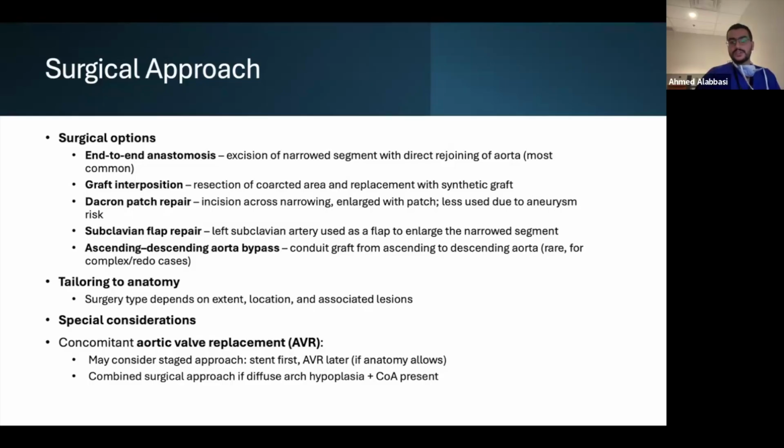And you should be tailoring this to the anatomy of the patient. If there's associated hypoplasia, etc., this does reduce the risk of recoarctation. But if the patient has, for example, a bicuspid aortic valve and requires an aortic valve replacement, the CCS does recommend to consider a staged approach. You can do a stent first if the aortic valve is not significant, and then subsequently an AVR later. Or you can also do a combined surgical approach if there's diffuse arch hypoplasia.